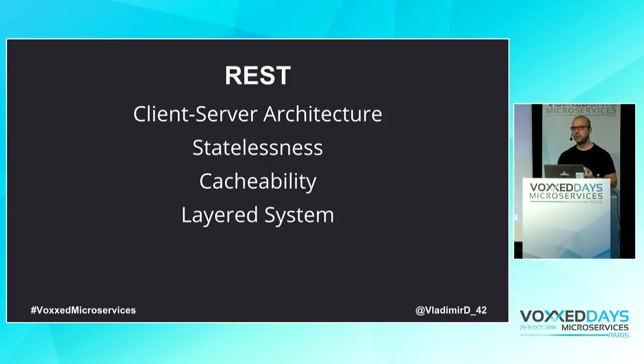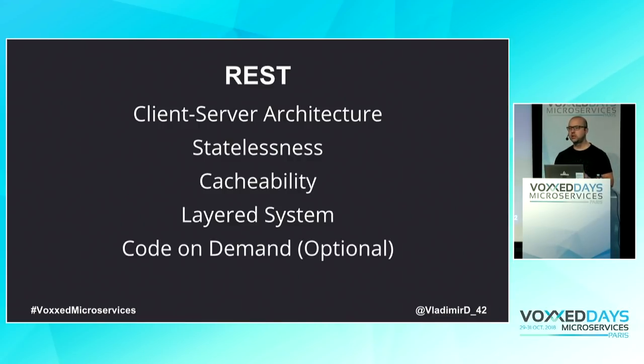Layered system. The client has no clue if it's talking directly to the server or if it goes through multiple layers before it reaches the server, for example load balancers, proxies, firewalls, and you name it. Code on demand, well, this is optional. It means that the server can send a piece of code to the client and temporarily extend its functionality. But to be honest with you, I didn't really see this much in practice.